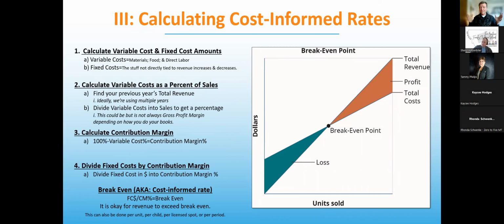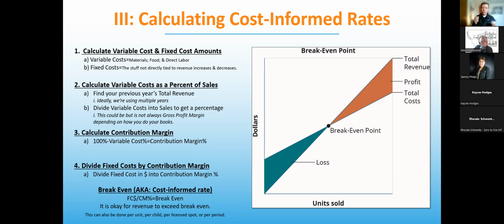Step 2, calculate variable as a percentage of sales. We have to find, if you have them, your previous year's total revenue. That's the starting point on step 2. Ideally, you'll have multiple years. And yes, we're going to get to those of you who aren't 3 years old or more. Step 2B is to divide variable costs into sales to get a percentage. And this could be, but is not always, and typically is not, based on what I see in financial statements, your gross profit margin.